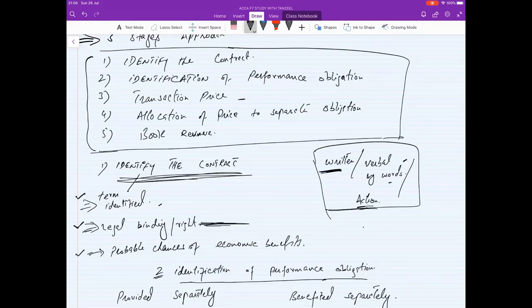An example of a verbal contract is if I promise you that I will pay you 500. So it is any contract which is legally binding. We will discuss the other features as well. First I'm just giving you the different types of contracts. One is verbal, or word by word. The second one is written, and the third one is by action.